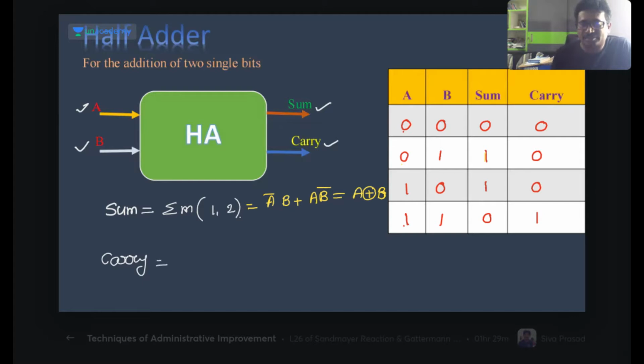Now we'll talk about this carry. Tell me, for carry, what are the min terms? What is the min term for carry? This is the min term number 1, 1. 1, 1 means what here? Which is equal to 3. So how can we write the 3? It is AB. We can write the 3 as AB.